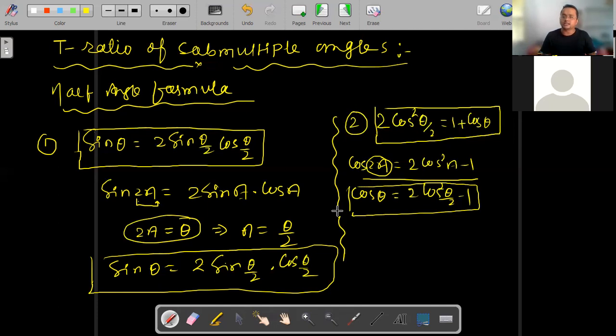That is very simple. If you know multiple angles, then it is very easy to derive and understand sub-multiple angles, that means half angle formulas. So we can also write 1 plus cos theta is equal to 2 cos squared theta by 2. Is this clear?